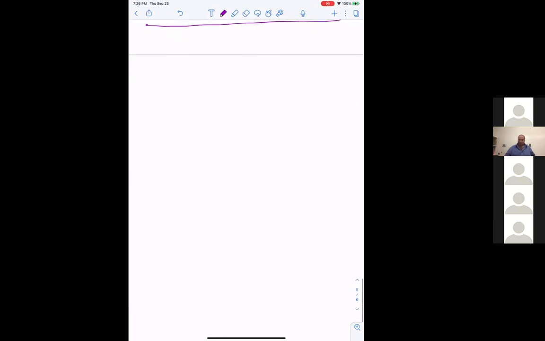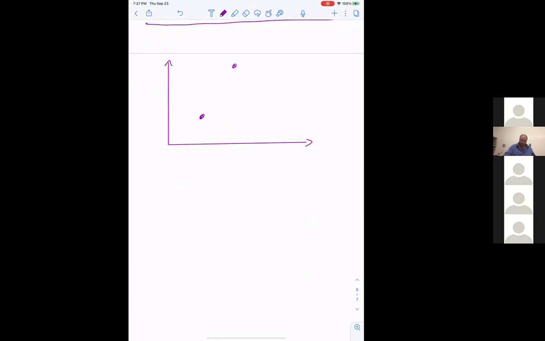Yes? Okay, so now suppose here's your data set. Suppose I have the following situation. Suppose I have the following 3 points. If you had to draw a best fit line to these 3 points, how would you draw it?